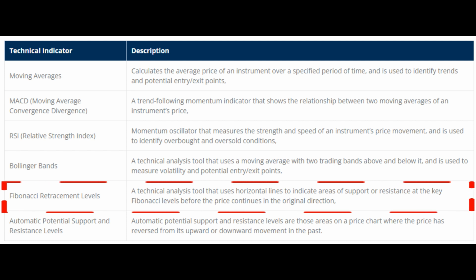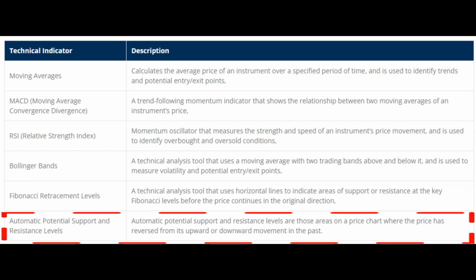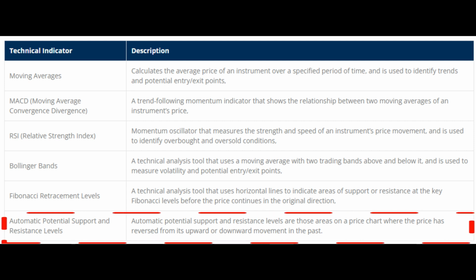So Fibonacci, it gets a bad rap. Some people find these useful. Automatic potential support and resistance levels. These aren't bad. They just show up on your chart. Not every platform is going to have them. I use TradingView. Those have them, but I don't use them, but you certainly can.